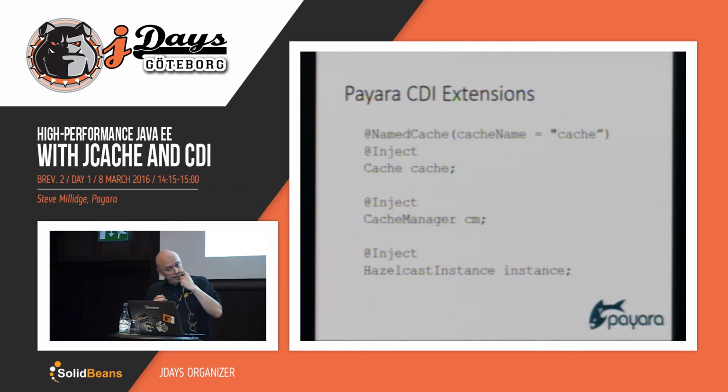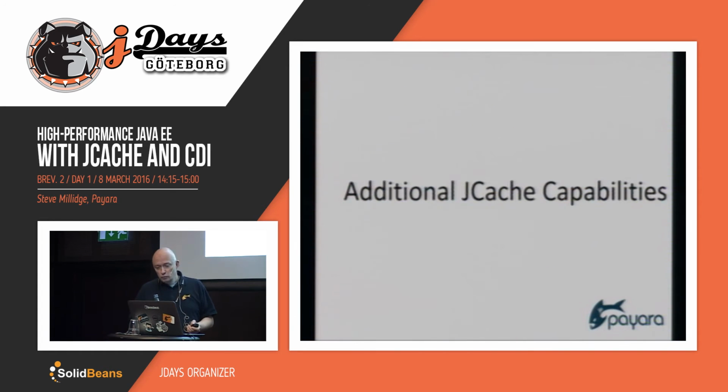So Payara itself has a number of other CDI extensions which aren't standard. All the ones I've shown you so far are standard JSR 107 annotations. We've added a couple more, which are basically just to inject a cache and to inject a cache manager. We're working with the Java EE 8 team to try and get something similar to this in Java EE 8, because currently you'd have to look them up through the API. JCache doesn't just give you a key value store. It has some other capabilities which are more data grid oriented.